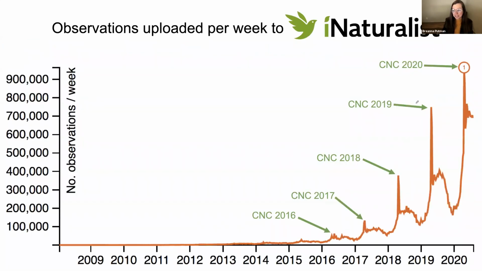This graph is really awesome. This is the number of observations submitted per week to the iNaturalist platform. Each of these arrows represents a City Nature Challenge event weekend when the event occurred. You can see that every time the City Nature Challenge occurs, we get an increase in the number of observations submitted, because the point of the City Nature Challenge is to mobilize people to get out observing nature and submitting them to iNaturalist.